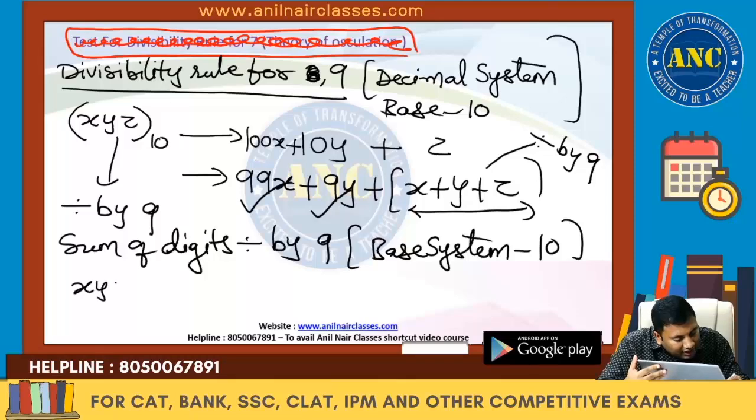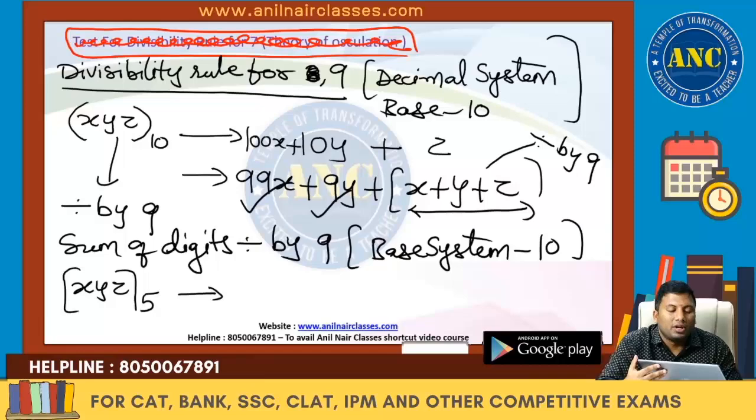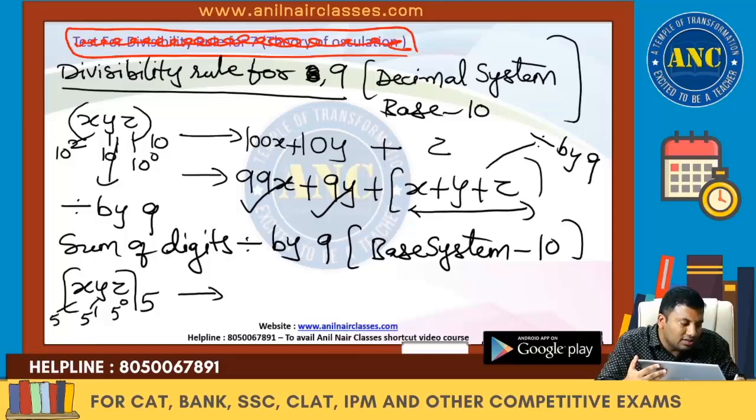Suppose I take base system 5. In base 10, this is 10 power 0, this is 10 power 1 and this is 10 squared. In base 5, this is 5 power 0, this is 5 power 1 and this is 5 squared.